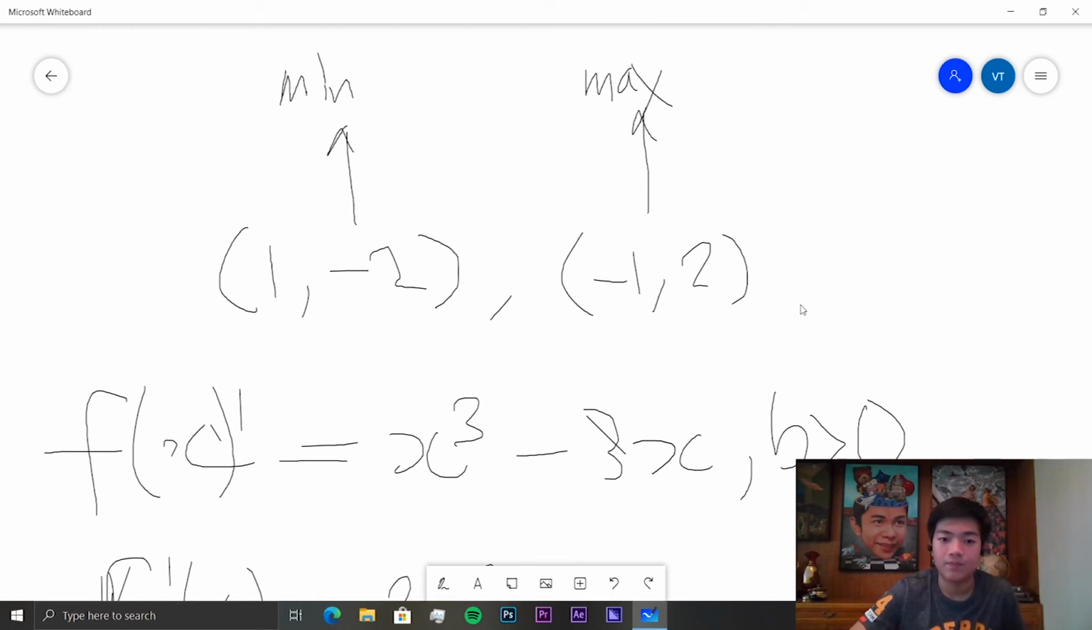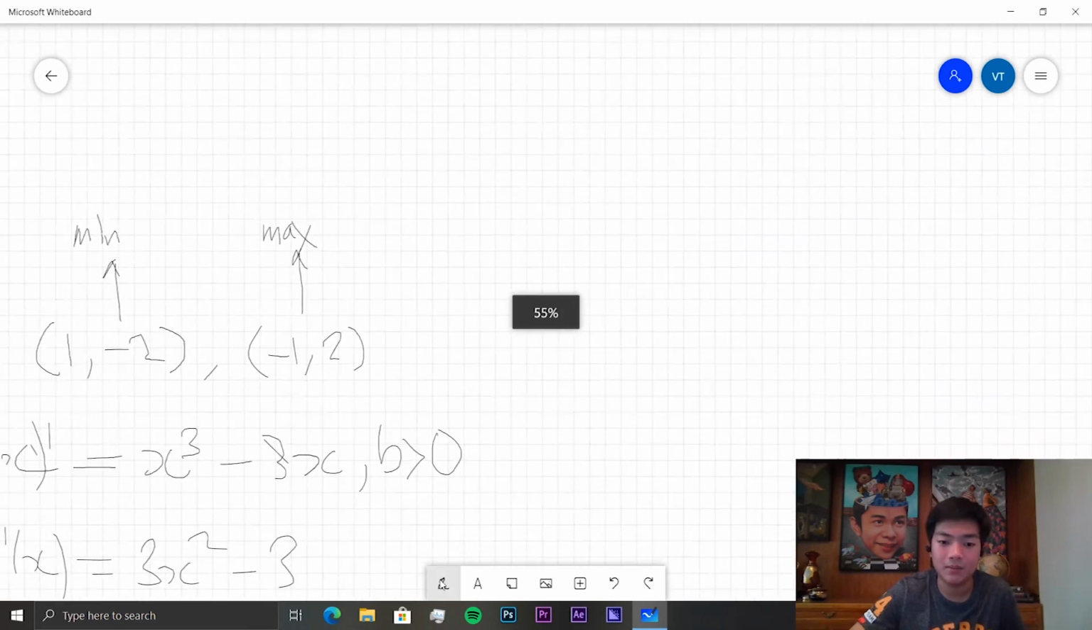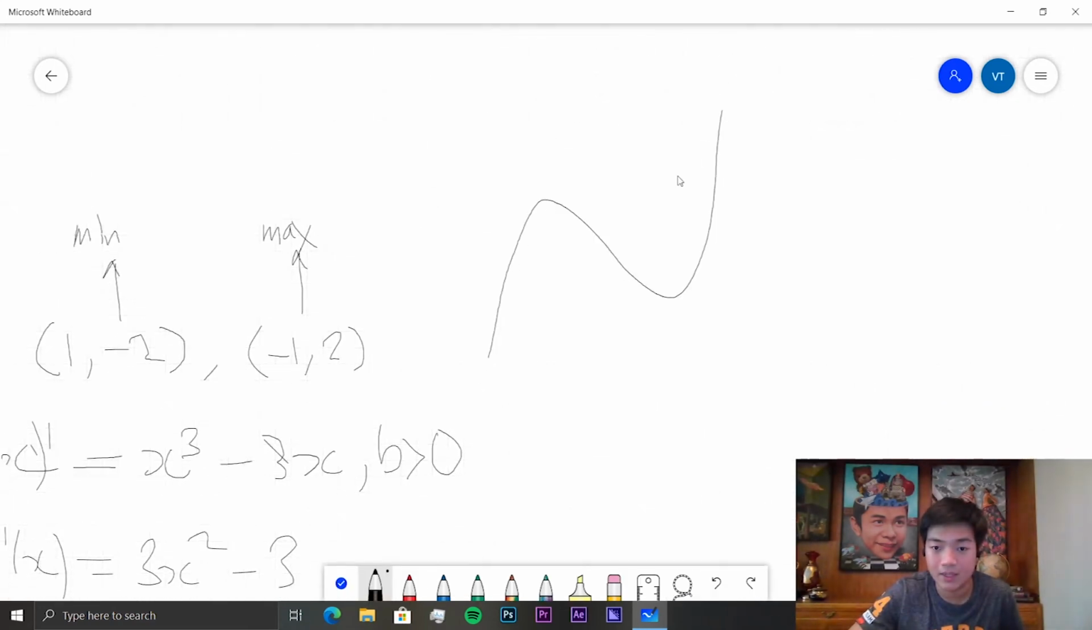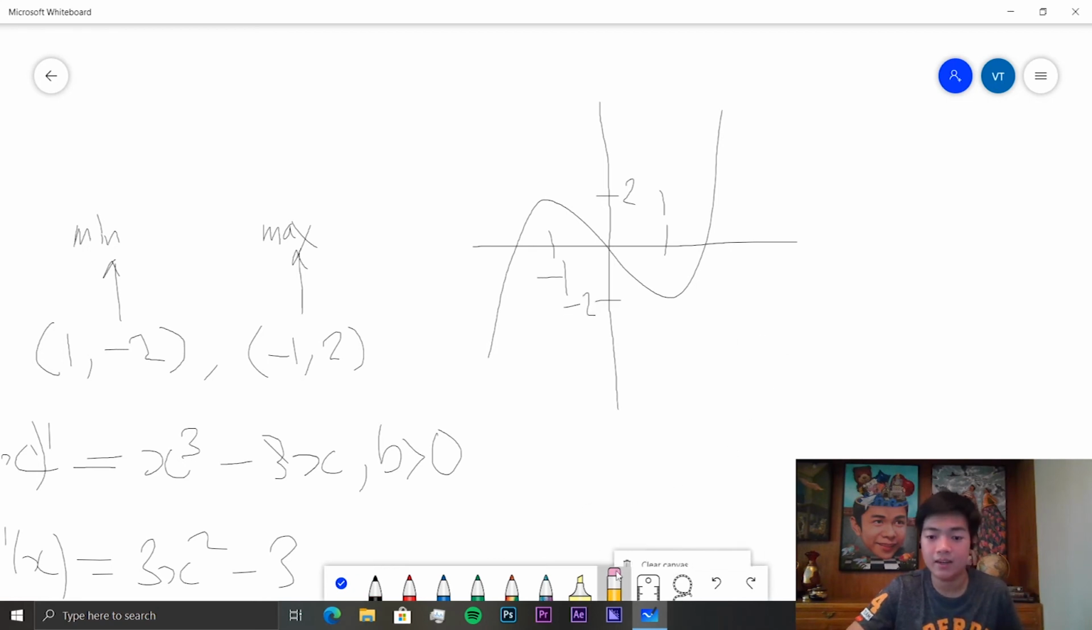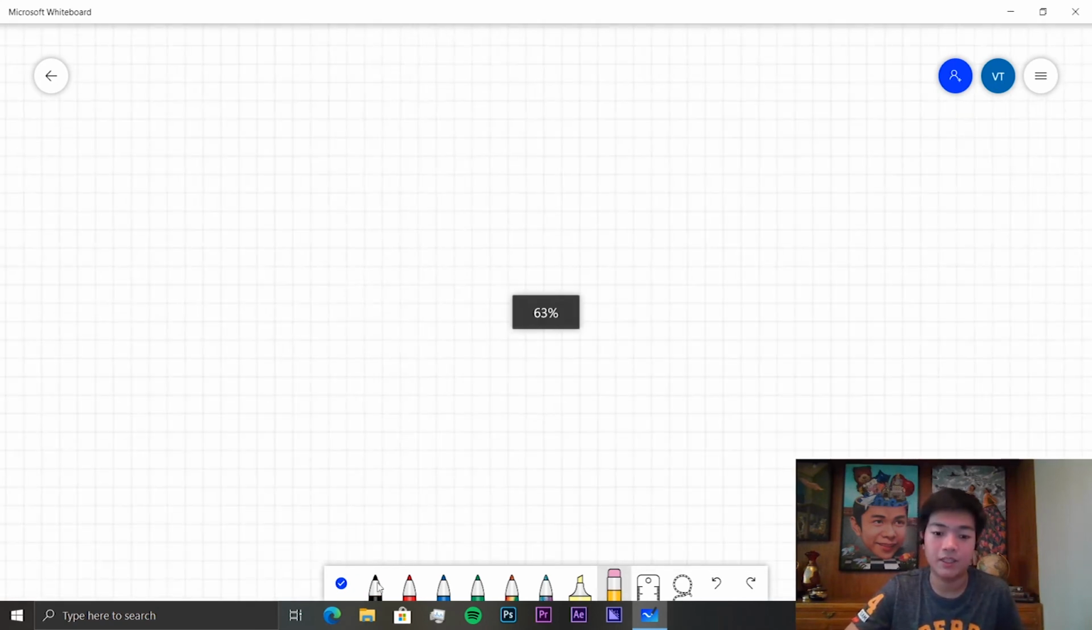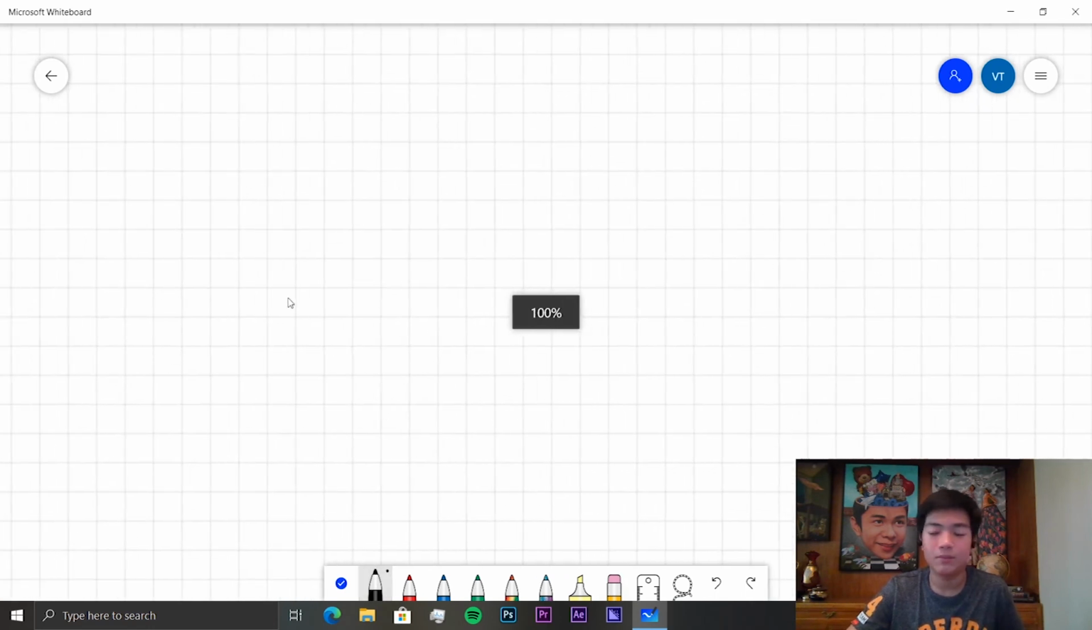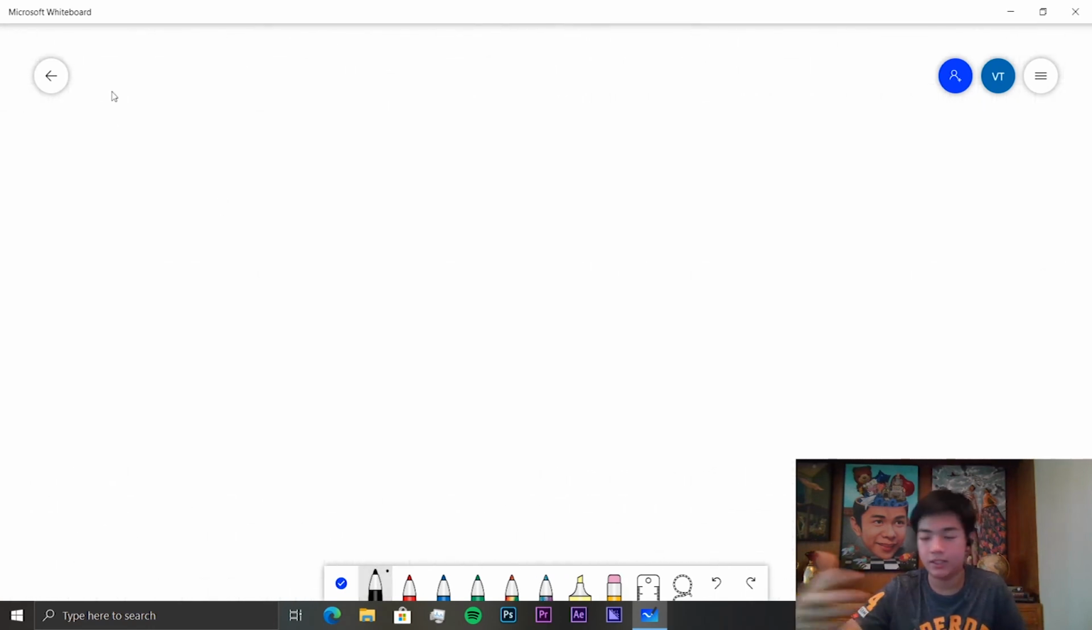So therefore, since that's a minimum and that's a maximum, the graph should look something like this, with a maximum on the negative side and a minimum on the positive side. So it should look something like this. Of course, this being 1, this being negative 1, this being 2, this being negative 2. Okay, on to the next and final question. There's not too much to learn about the second derivative, you just need to start applying it.